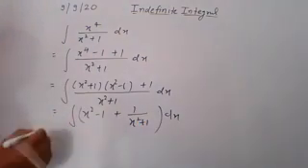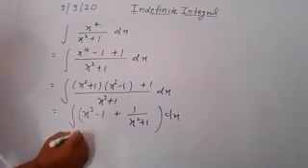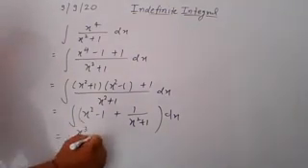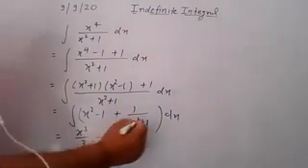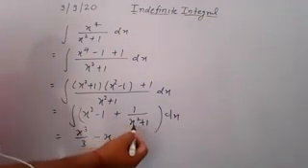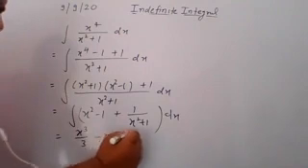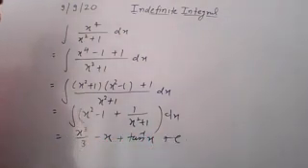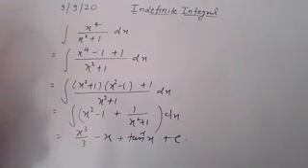Now integrate it. So the integration of x square is equal to x cubed by 3. Integration of minus 1, you write here minus x. And here you know this result: integration of 1 upon x square plus 1 is equal to tan inverse x plus c. So this is your answer. Note it.